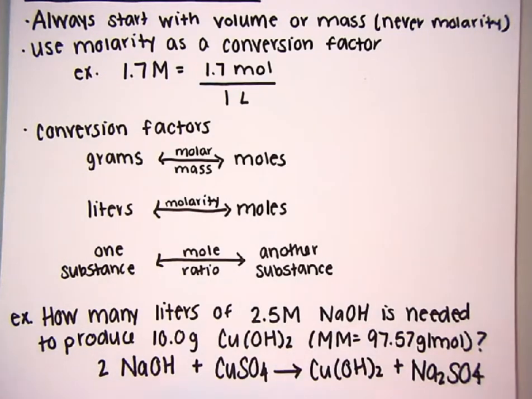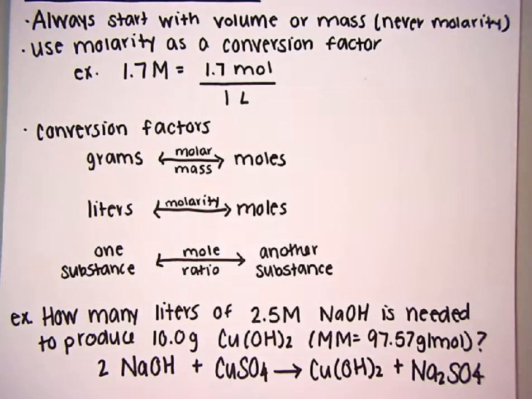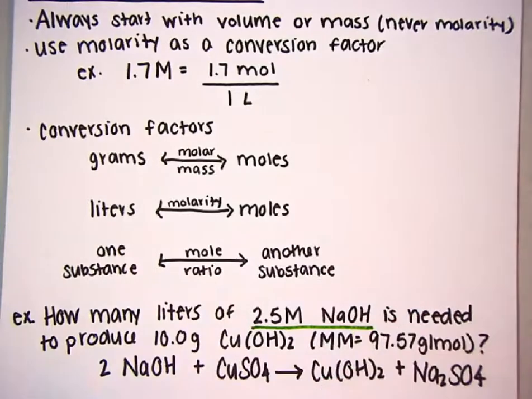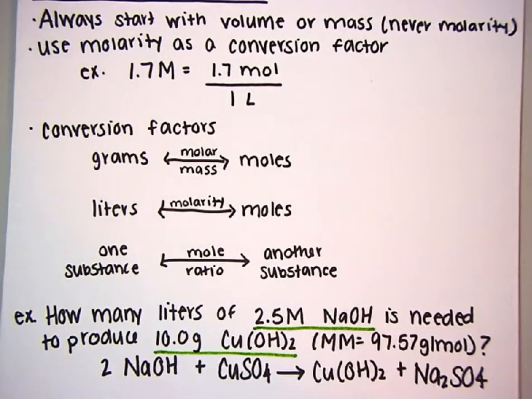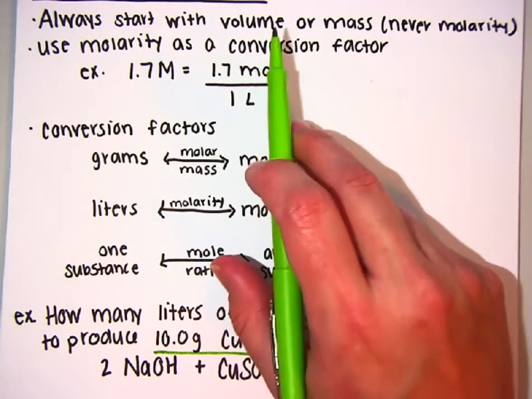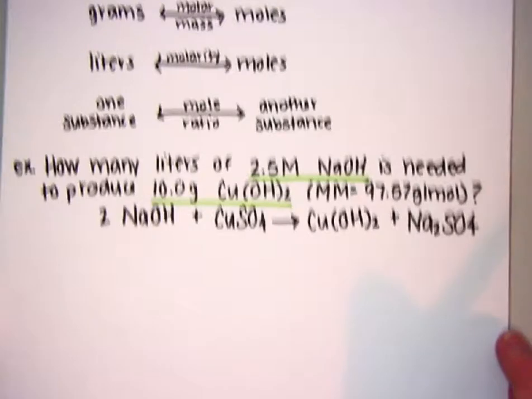All right, so our first little tip or trick. Always start with either volume or mass, never molarity. So notice that I have two givens. I have 2.5 molar sodium hydroxide, 10 grams copper 2 hydroxide. We always say start with a given. Well, in this case, we have two givens. So that's why we need to remember this point. Always start with either volume or mass, never molarity. In this case, I have a mass. So that's what I'm going to start with.